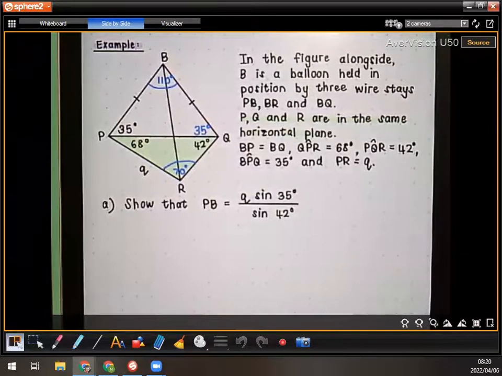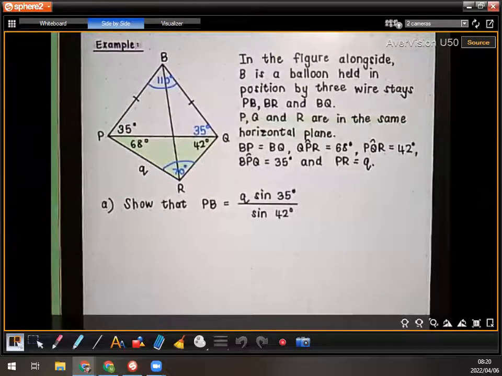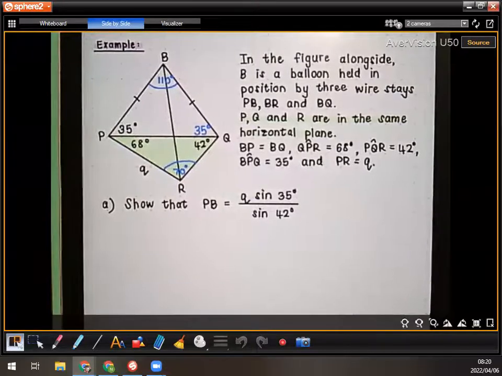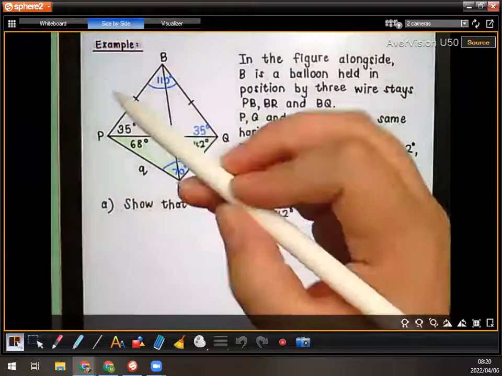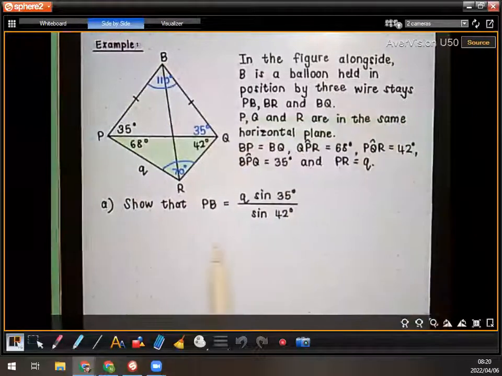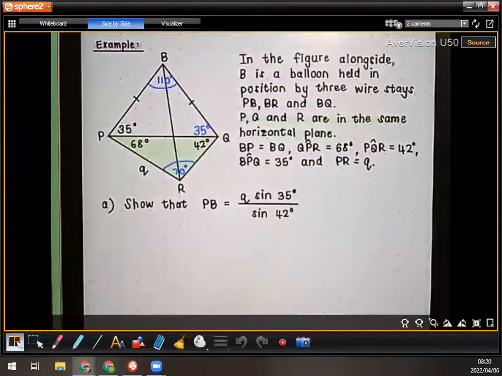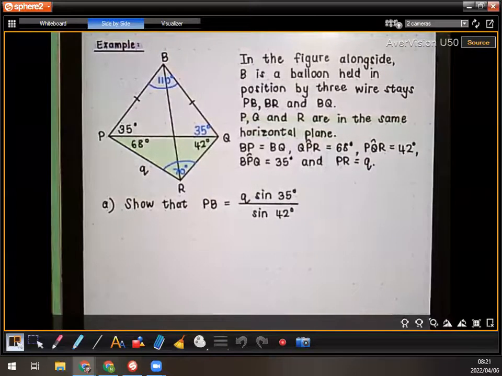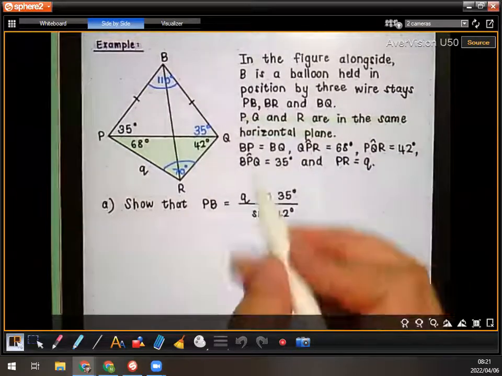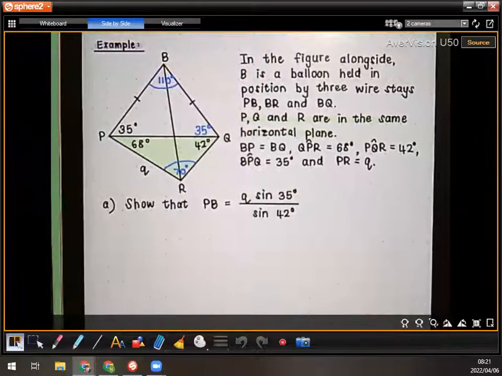Okay, first question. Not really an easy one, right? Normally the first question is like calculate this angle. But anyway, we can do it. Show that PB, so that line there, okay, is equal to Q sine 35 over sine 42. Now guys, the fact that they're saying sine 35 and sine 42, that's already making me think that I need to use sine rule. Okay, do we agree with that? Right, we have sine and sine, so we're obviously going to have to use sine rule.